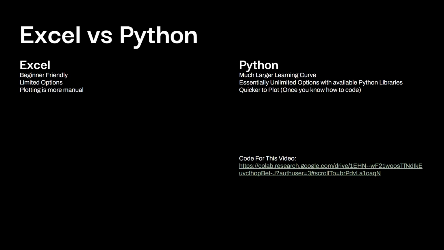And Excel, right, is beginner friendly. It's kind of limited options, and plotting is going to be a little bit more manual. Python has a much larger learning curve, but you essentially have unlimited options with all the different Python libraries out there. There's a ton of different libraries built out just for plotting itself, and it's quicker to plot once you know how to code. And also, I'm going to provide the code for this video if you want to plot some graphs.